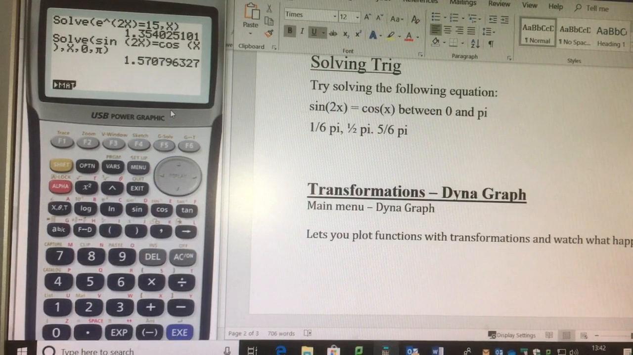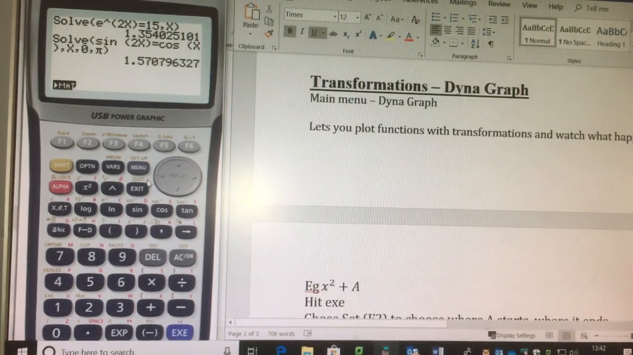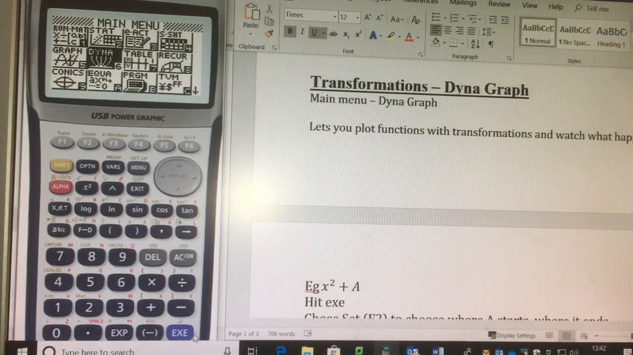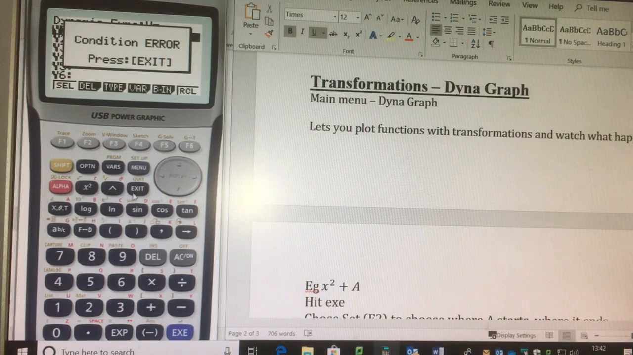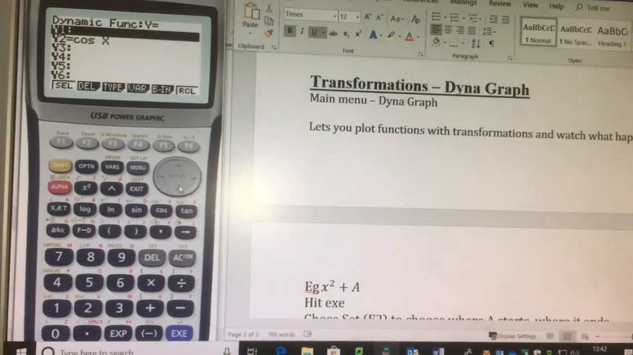Okay, last thing I'm going to show you guys today is the dynamic graph function, which is kind of semi-useful. If you forget how to do transformations, it's useful. Otherwise, you'll probably never need it. So I'll go through it quickly, and then it's there if you ever want it. Hopefully this calculator has it. If you go to Dyna on the main menu, and just delete everything you've typed in so far.